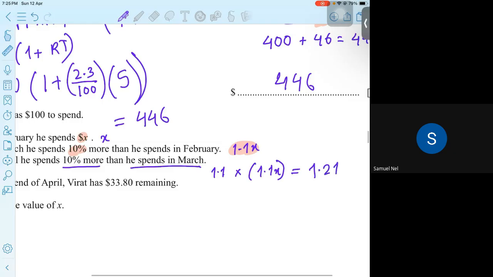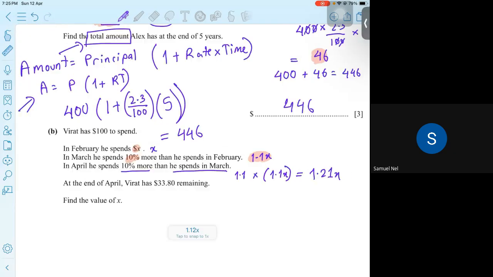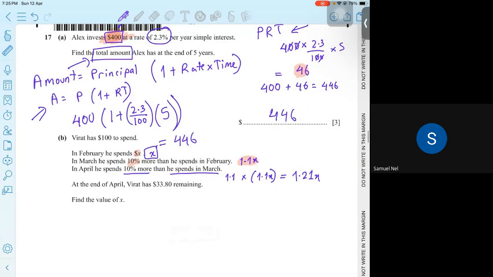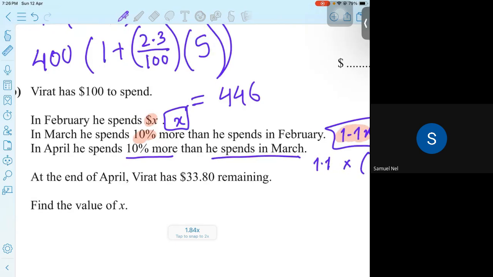This is 1.21x. Okay. So in February, I had x. In March, I spent 1.1x. In April, I spent 1.21x. Are you all with me before I proceed with the math? Okay, thank you so much for interacting.